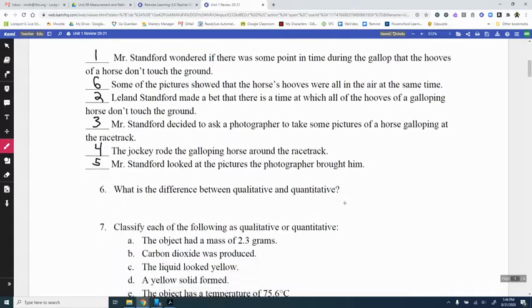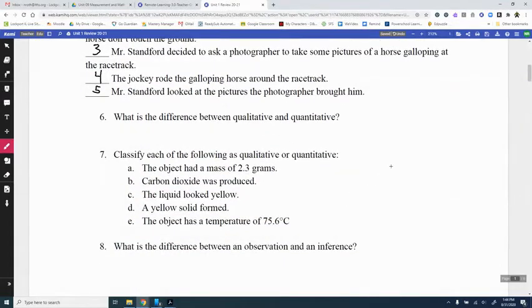Okay. Next, what is the difference between qualitative and quantitative? Now, qualitative is an observation that is describing the quality of something. So, for example, color, relative size, anything like that. Basically, anything that does not include a number. Color is the most common one generally. Quantitative. That base word is quantity.